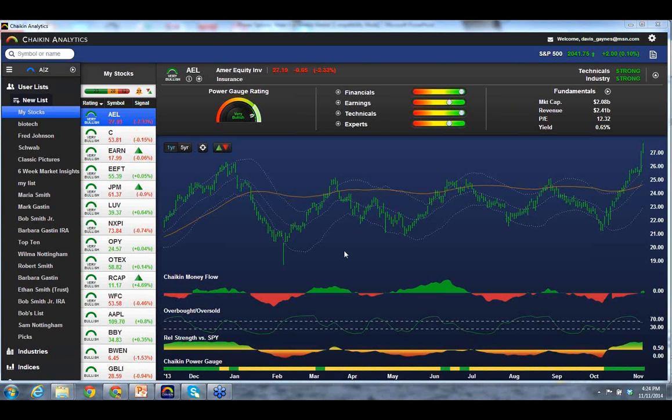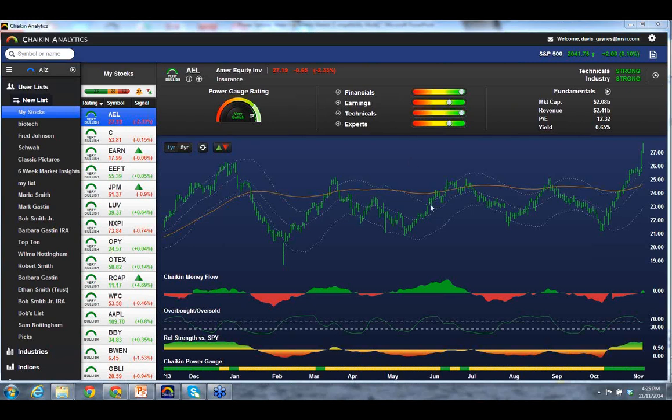It definitely has a look of that because we're showing you a chart and some really cool graphics, but first and foremost, it is based on fundamentals. It's based on what we call the Chaikin Power Gauge, which is our quantamental model that ranks stocks between a very bullish and a very bearish rating based on 4 components and 20 factors.